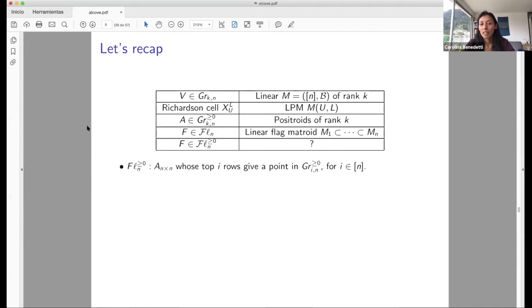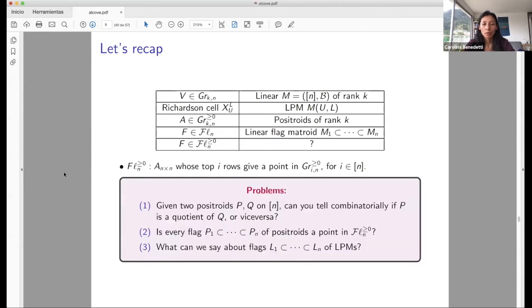as n by n matrices, full rank n by n matrices, such that the top i rows are a positroid. So they are a point in the totally non-negative Grassmannian. And the question is, how do we fill this gap? What is going to be the matroidal gadget that allows us to think of points in the totally non-negative flag variety? So in view of this, here are 3 problems that are related to this.